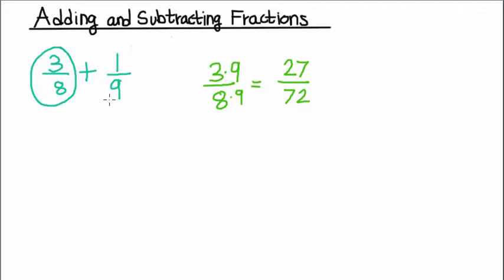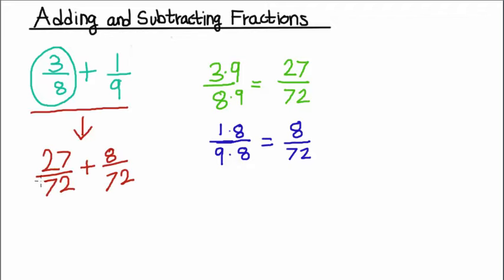Now, in order to establish the common denominator for the other fraction, I would multiply the top and the bottom by the denominator of the first fraction, which is the number 8. So this gives me 8 times 1, which is 8. And on the bottom I have 72. So now this problem turns into 27 divided by 72 plus 8 divided by 72. Therefore, my final denominator will remain the same. It will stay 72. And then the numerator will be 27 plus 8. Now 27 plus 8 is better known as 35. So this turns into 35 divided by 72. So my final answer to 3 divided by 8 plus 1 over 9 is equal to 35 divided by 72.